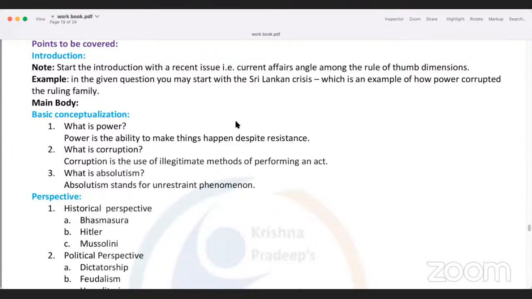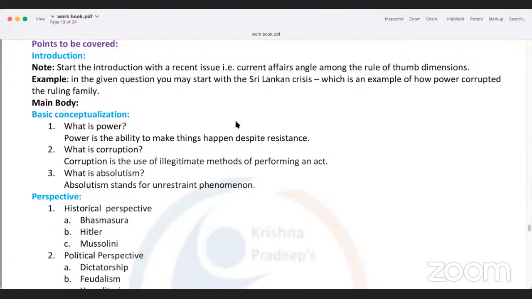Power is the ability to make things happen despite the resistance. And what is corruption? Corruption is the use of illegitimate methods of performing an act, unacceptable ways of doing things. And what is absolutism? Absolutism stands for the unrestrained phenomena, unlimitedness, unrestrictedness. Unlimited power is absolute power. Unlimited corruption is absolute corruption. So those meanings should be given. Then you have to give the perspective.